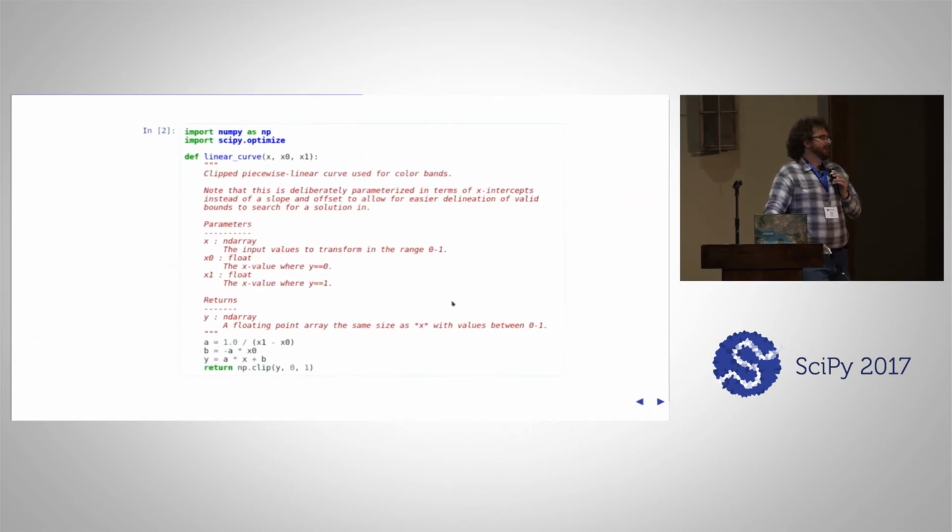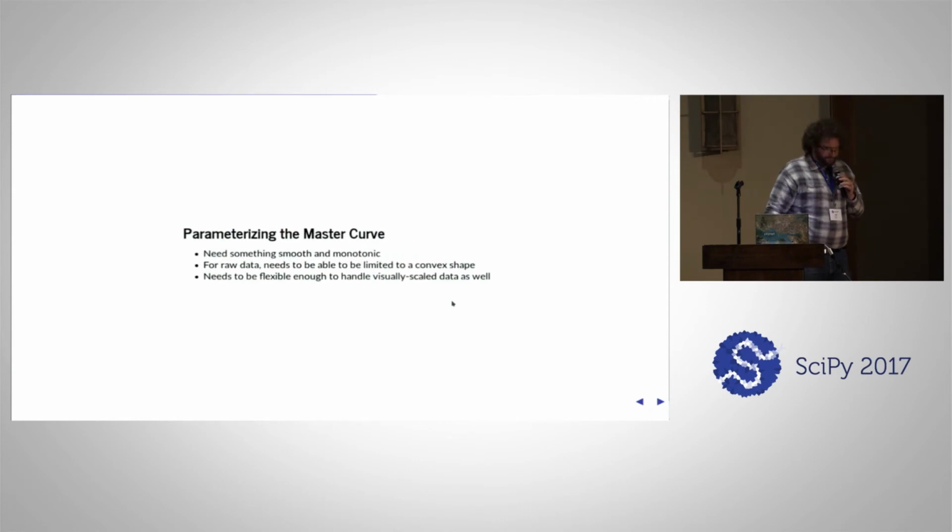Okay, a little bit of algebra here. We basically just solve for where y equals 0 and y equals 1 and get a slope and intercept. And then we're going to clip it. We don't want to be able to produce negative values from these. But it's pretty straightforward. The master curve is a little bit more complicated.